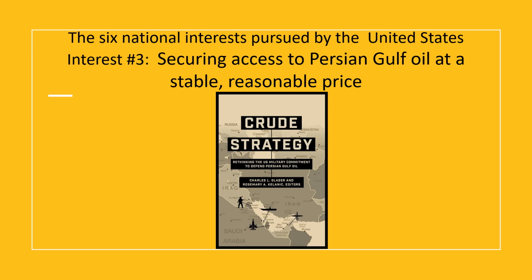So this idea of a crude strategy is really interesting, because a crude strategy is one that's highly imperfect, but at the same time there has to be a plan in order to secure access to Persian Gulf oil at a stable, reasonable price. So there's a crude strategy according to this author, and you can see some evidence of that strategy in the map, where you've got planes and boats and military individuals who are defending and acting in the best interest of pursuing this stable, reasonable price through a crude strategy.